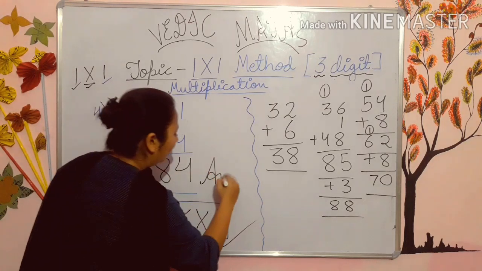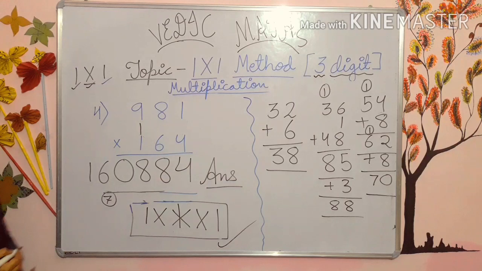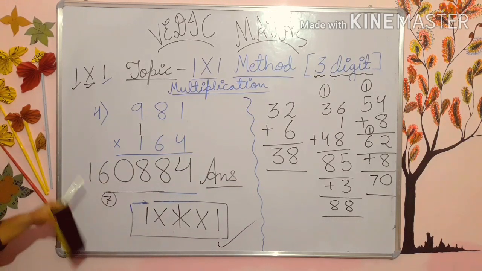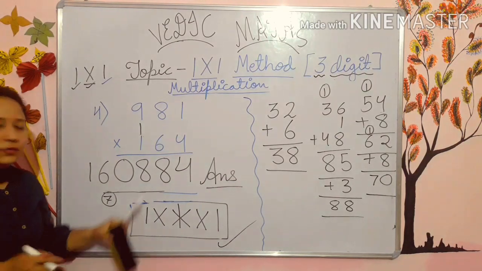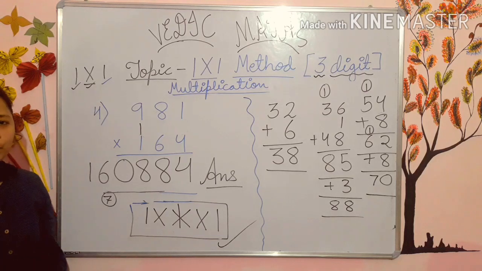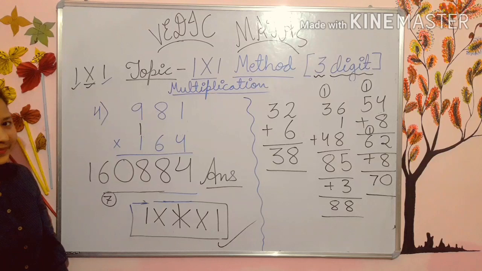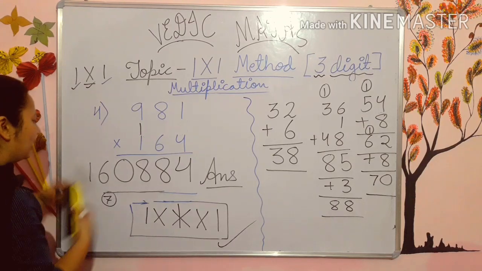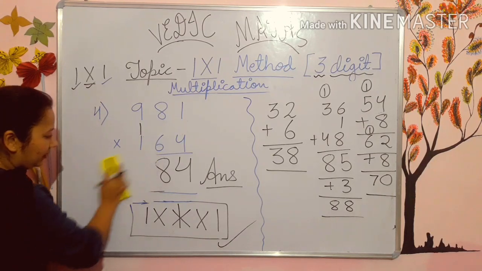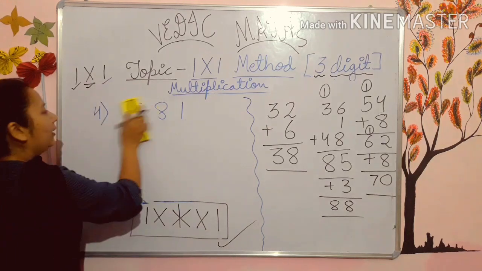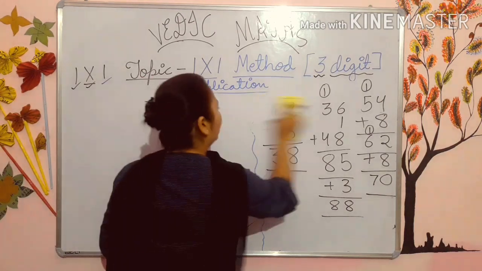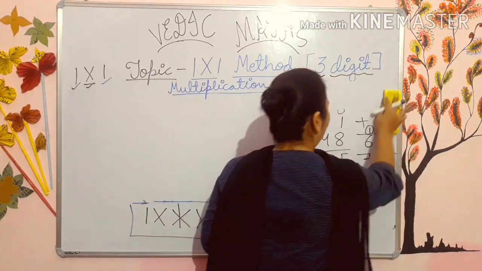And this is your answer. See kids, it is a lengthy answer. If you practice this method, you can do it in some minutes, and with more practice, you can do it in some seconds. So kids, now our last sum we will do totally orally. We will not use this rough portion also.